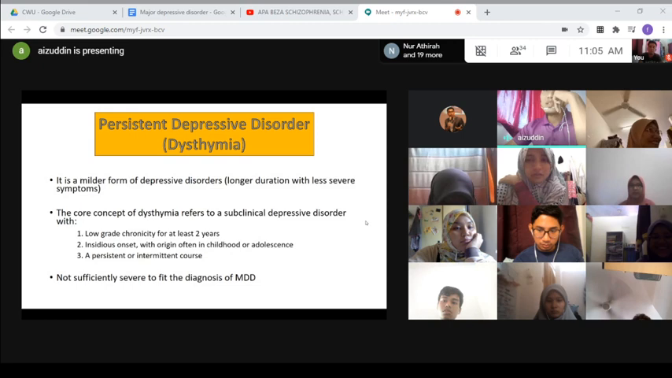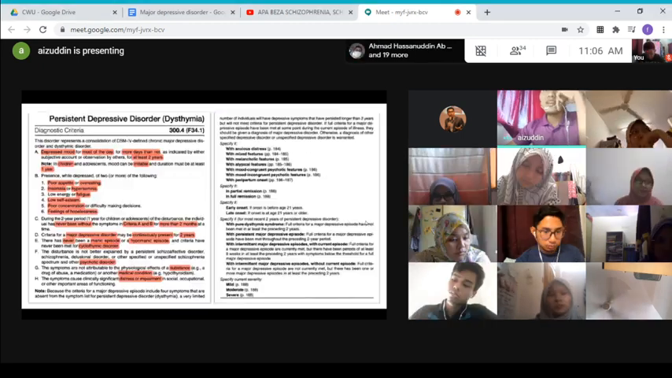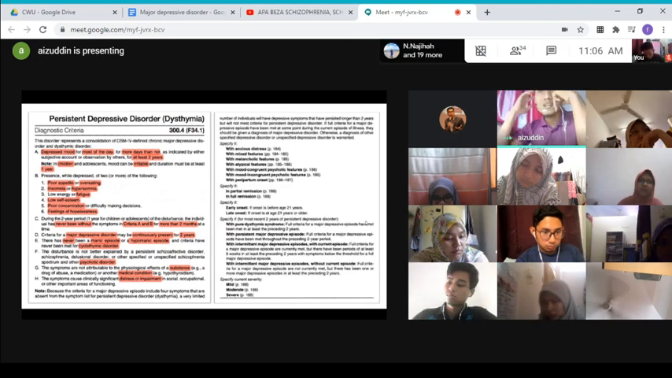difference is in terms of the time frame, in which in dysthymia, we need for adults at least it persists more than 2 years, and for children and adolescents at least 1 year. And then in terms of the symptoms, in dysthymia we only need 2 out of 6 symptoms to fulfill the criteria, but in MDD we need at least 5 of the depressive symptoms. So number one is duration, number two is symptom count.